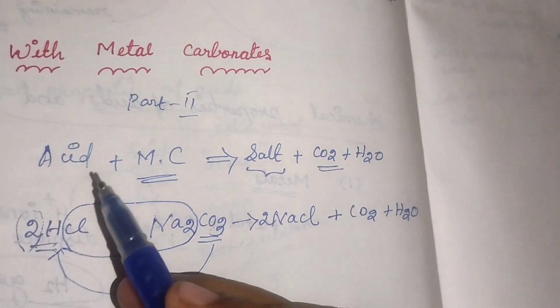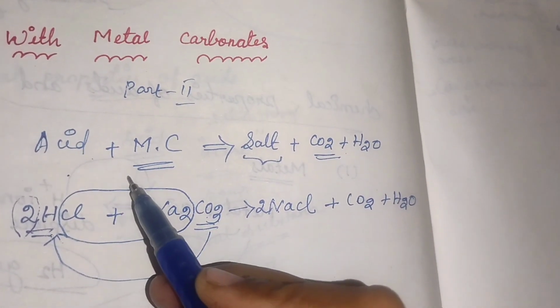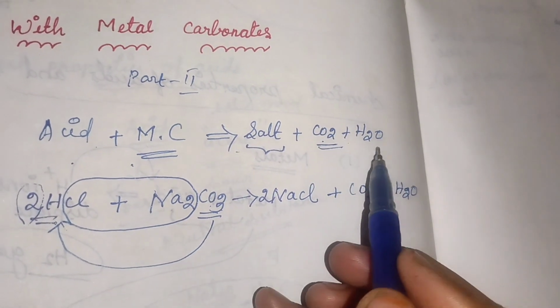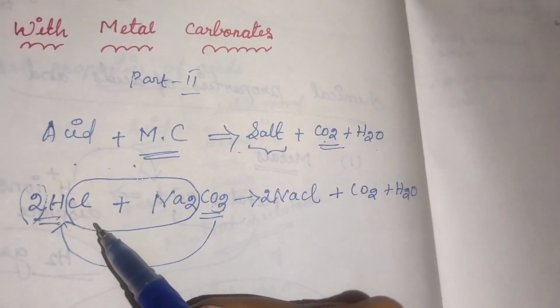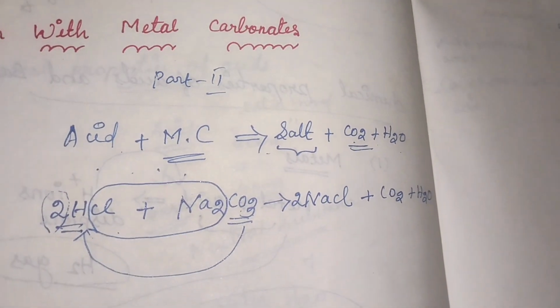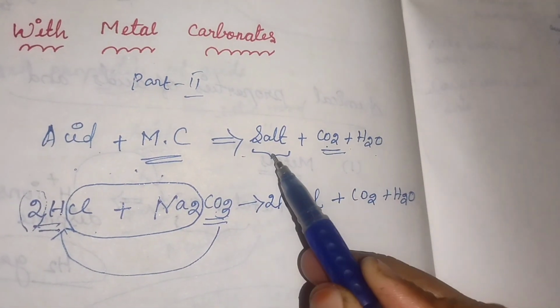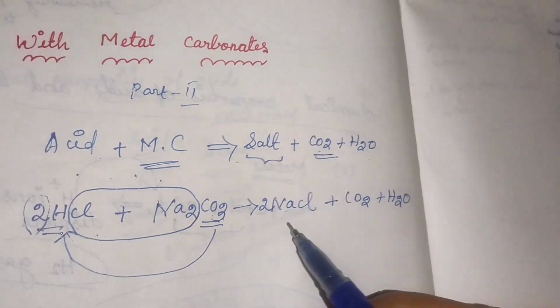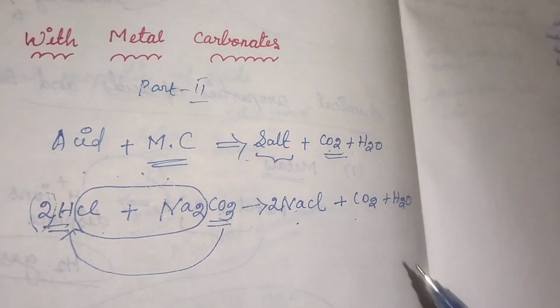So acid is reacting with metal carbonate, it yields salt, carbon dioxide and water. Like that, I am taking hydrochloric acid and the metal carbonate sodium carbonate, and what will come? 2 NaCl, salt comes out, and carbon dioxide plus water will come out.